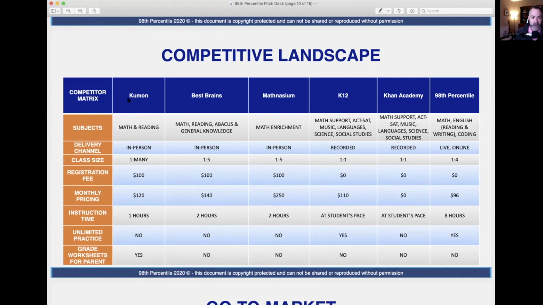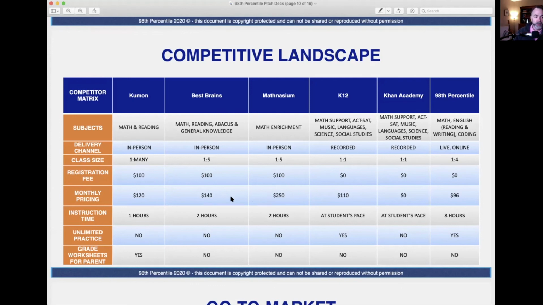And what I do is I take some of those key competitors, you can see them here, and I think about the places that we would compete against each other. So in this instance, it's the cost right here, monthly pricing, class size, delivery channel, graded worksheets, all that stuff. And I fill all this out about those competitors that I looked at. And then what this does is in one quick glance, I can very easily get a feel for where I could and could not compete with my competitors.